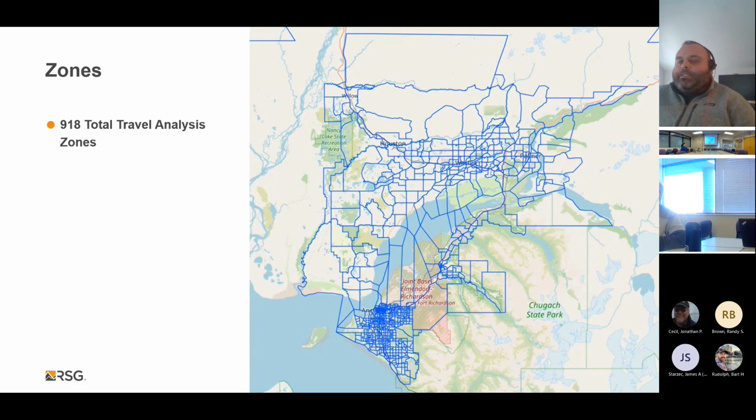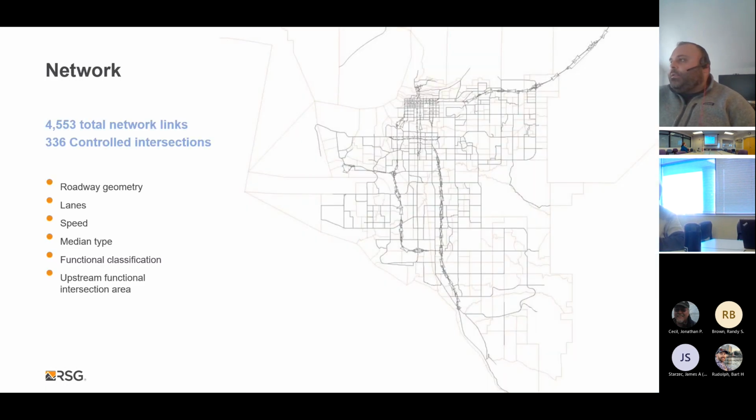So the AMATS model has a total of 918 travel analysis zones. There are 4,500 network links and 336 controlled intersections. And within that network, we have different roadway geometry attributes, things like lane, speed, median type, functional classification. We also now include what's called the upstream functional intersection area. So that's essentially a measure of what the actual intersection area is of a given link.